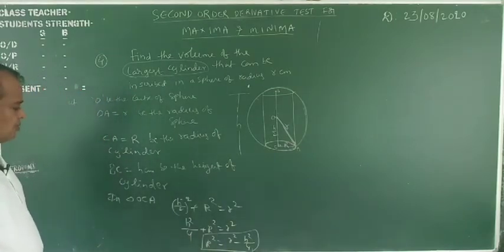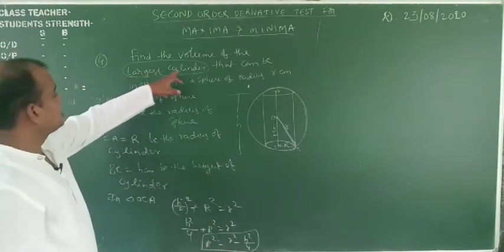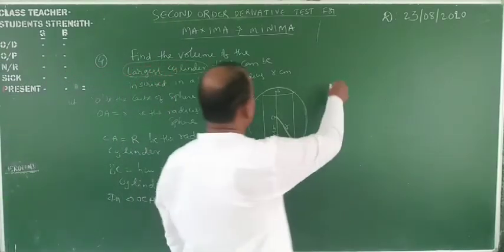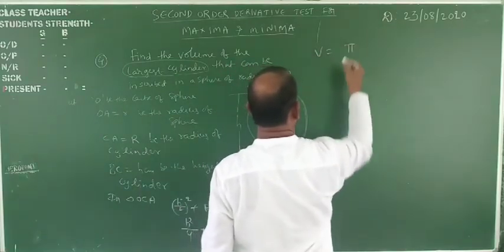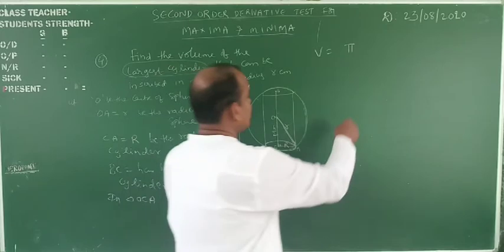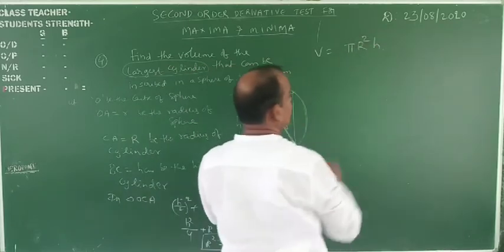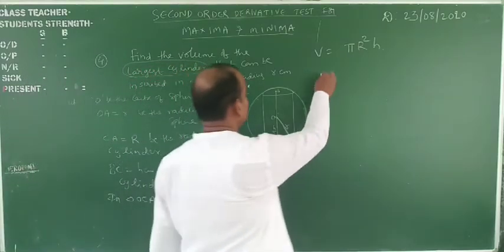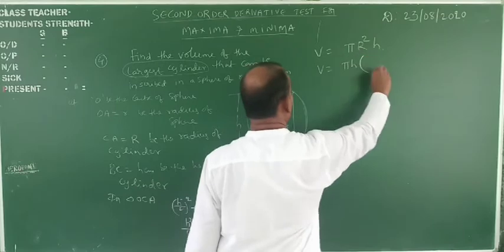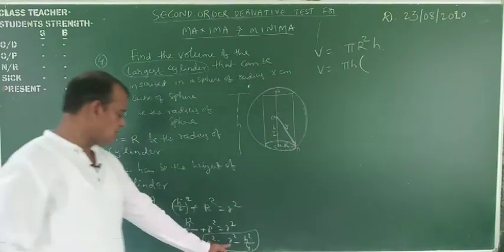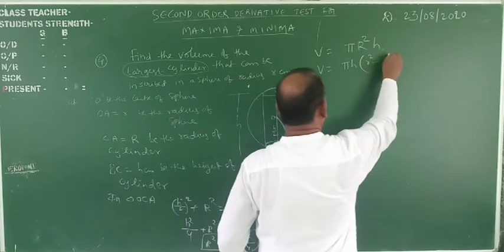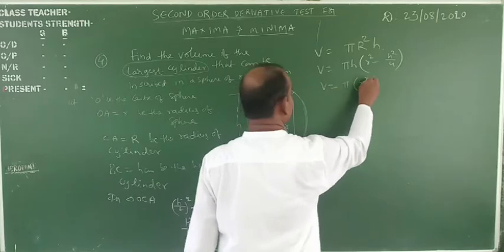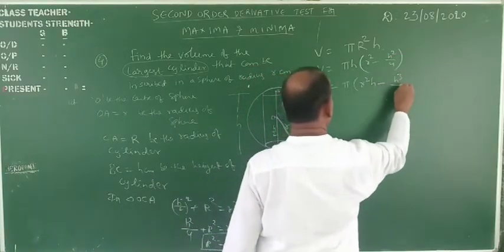Now, the volume of the largest cylinder. What is the function? Largest means greatest. What is the greatest? Volume. Volume of the cylinder is pi r square h, with r the cylinder's radius. You already found the r square value. Now V is equal to pi h into the r square value, which is R² minus h²/4. So V equals pi into (R²h minus h³/4).